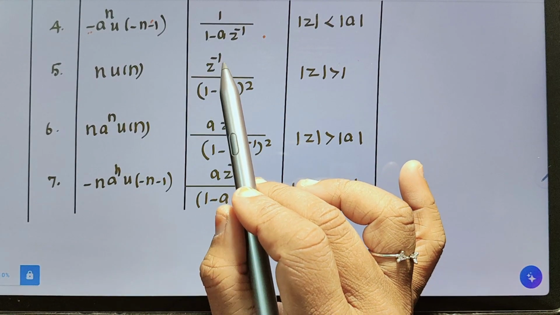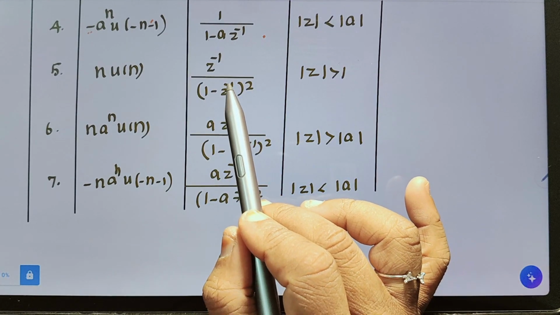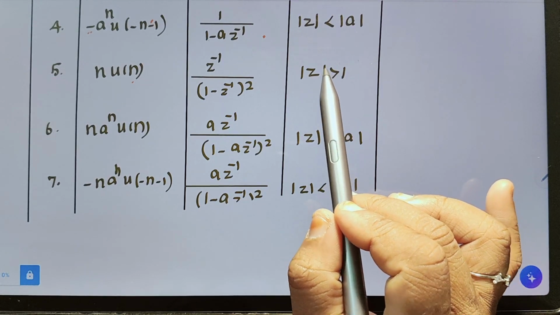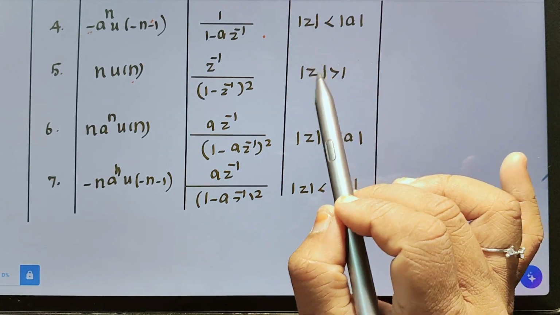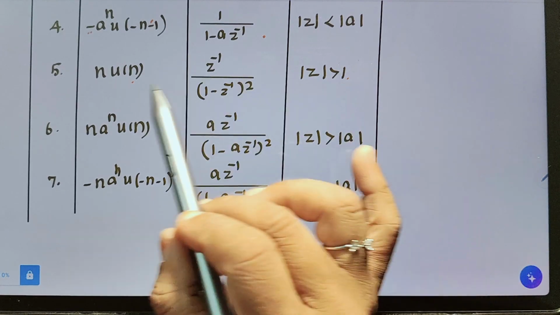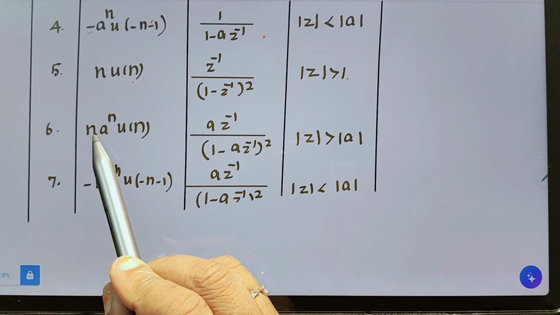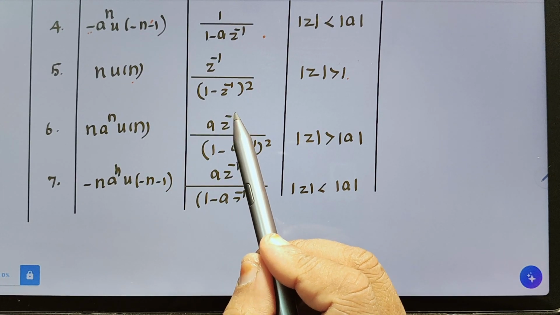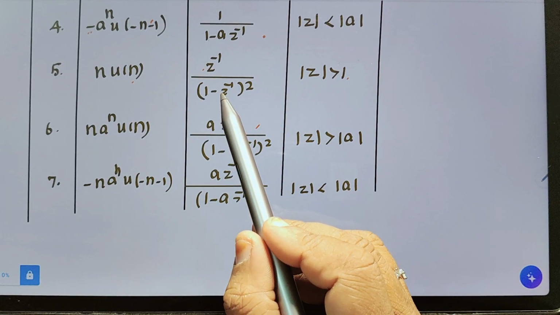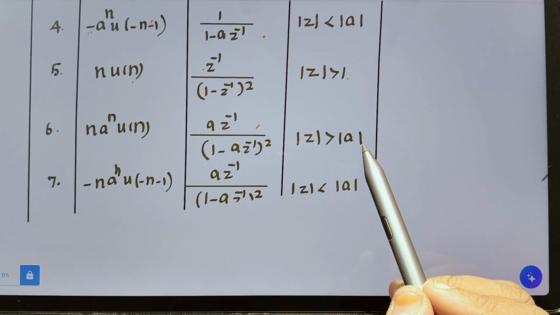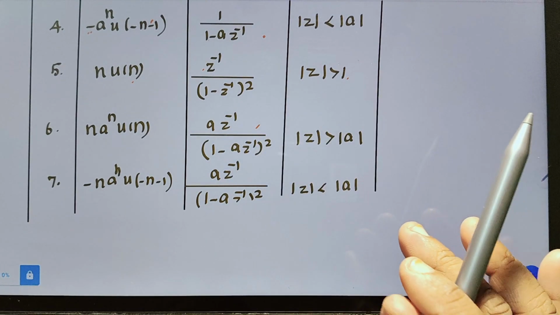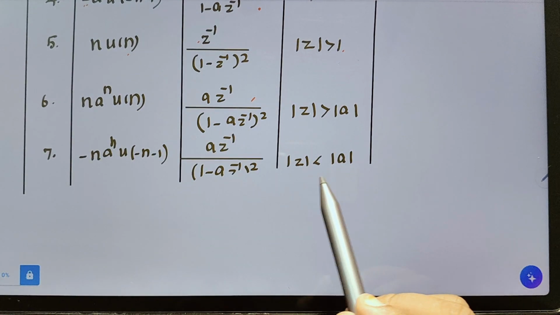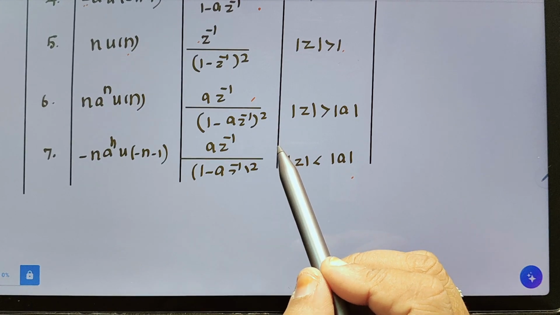Next, n into u of n. The formula is Z power minus 1 divided by 1 minus Z power minus 1, the whole square. So this is for the unit function. So the ROC region is modulus of Z greater than 1. 1 represents the unit function. In case of additional a power n, a is additionally added. So a into Z power minus 1 in the formula, and here also a. So 1 can be replaced by modulus a. Just compare the formula and write. Okay. In case of negative, I already told that negative means the negative side. So the ROC limit is changed, the formula is the same.